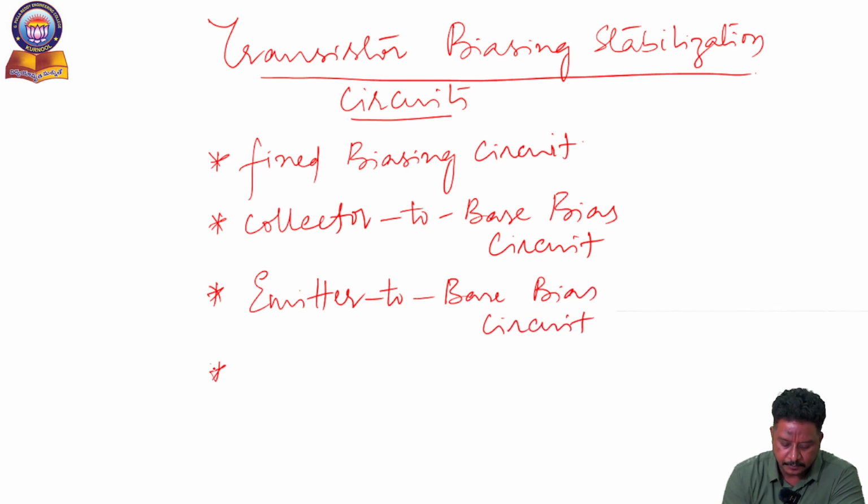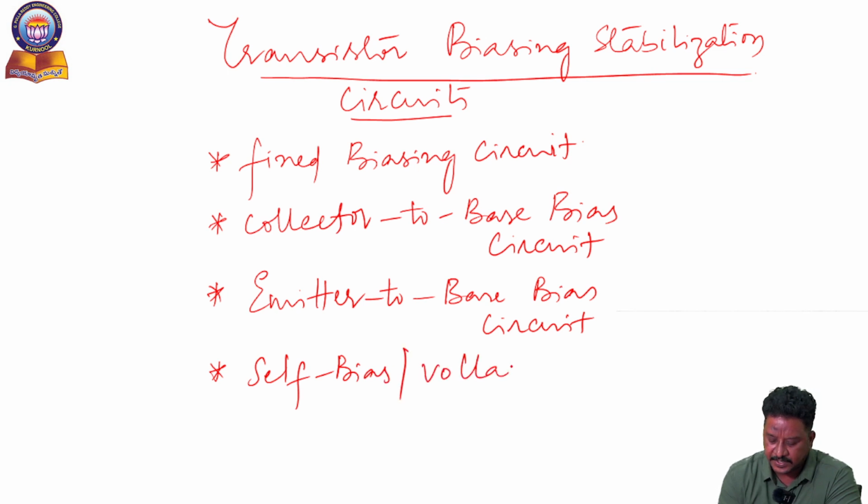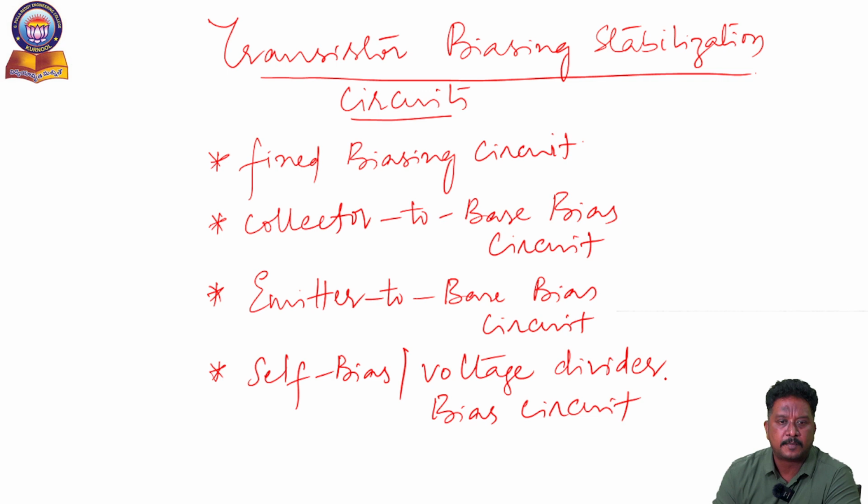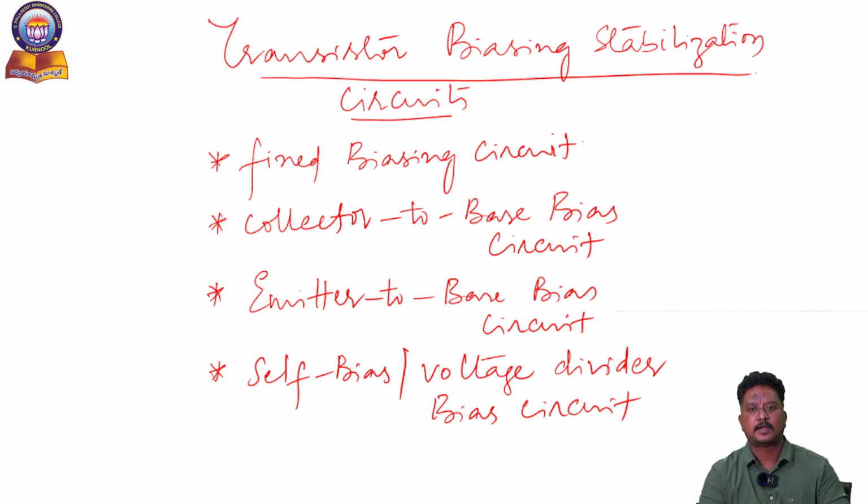The final one, self bias or voltage divider bias circuit. These are the prominent 4 biasing circuits we are using to keep the operating point at the center of the DC load line. Later we will try to discuss in detail about that.